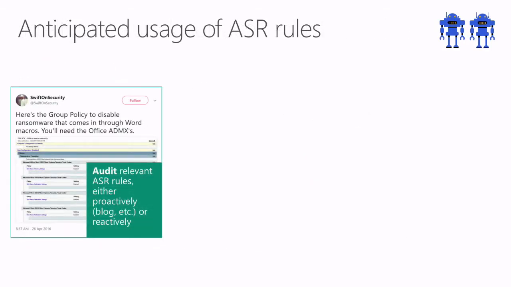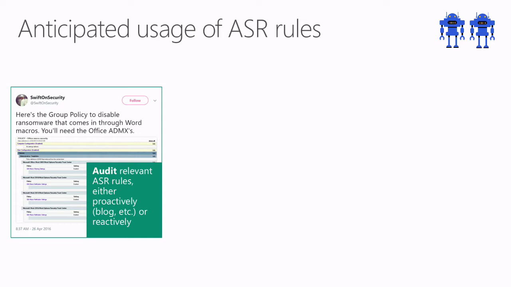A quick word on how we anticipate that attack surface reduction rules can actually be deployed in your environment. We start, kind of like in my example, with either a proactive stance, so maybe I read this tweet from Taylor Swift on security, or maybe even a reactive stance. So maybe I'm seeing a bunch of breaches in my network based on my Windows Defender ATP data, and I want to do something about it in my environment. So you start from either a proactive or a reactive stance.